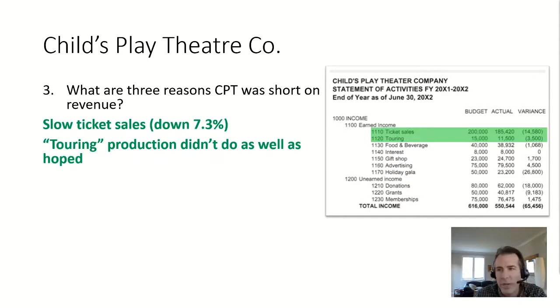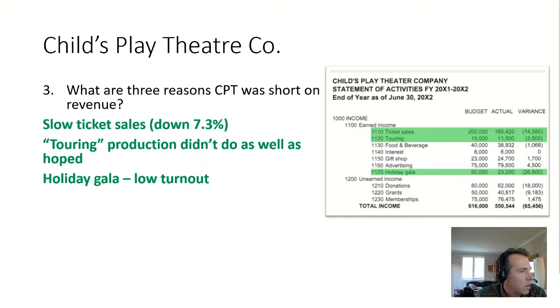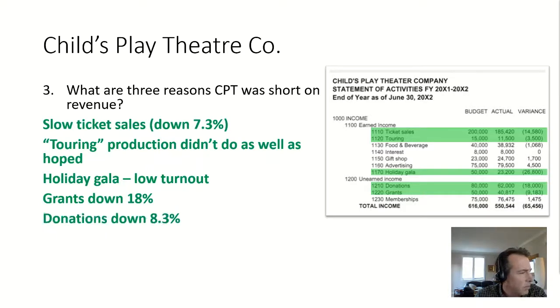Now, there's actually an answer for that later on in the balance sheet, but right now we're just going to guess maybe it wasn't marketed enough. They had a very low turnout for the holiday gala, so they weren't able to sell tickets or whatever they were trying to do for that. They also had their grants down 18%, and I have to wonder why that was. Maybe there wasn't somebody fully dedicated to that, or what. Donations were only down about 8.3%, though.